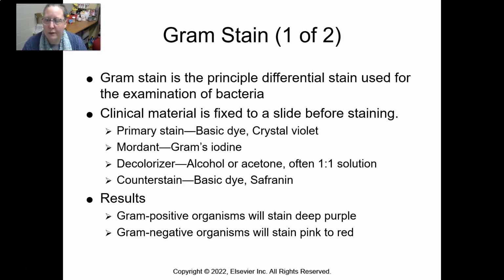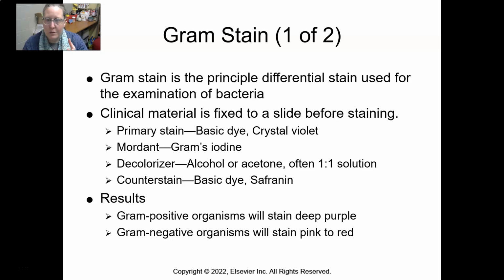And if it's off of a colony, then you pick a little bit off of a colony, put it on the slide, mix it with a drop of sterile water, get a good spread out, and then you let it dry and you heat fix it or methanol fix it. Then your primary stain is a basic dye called crystal violet, turns everything purple.